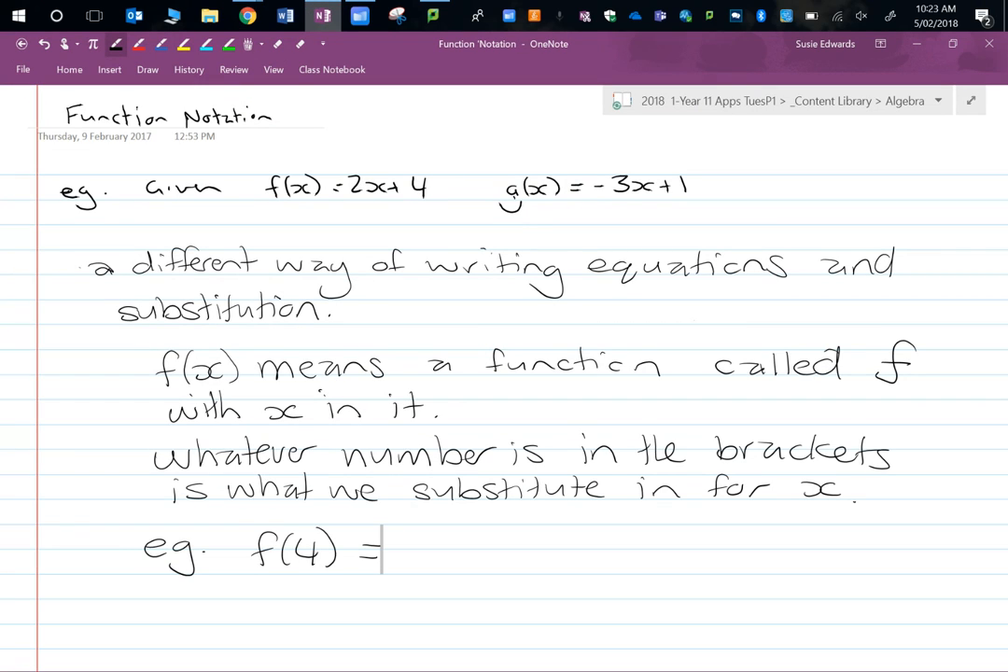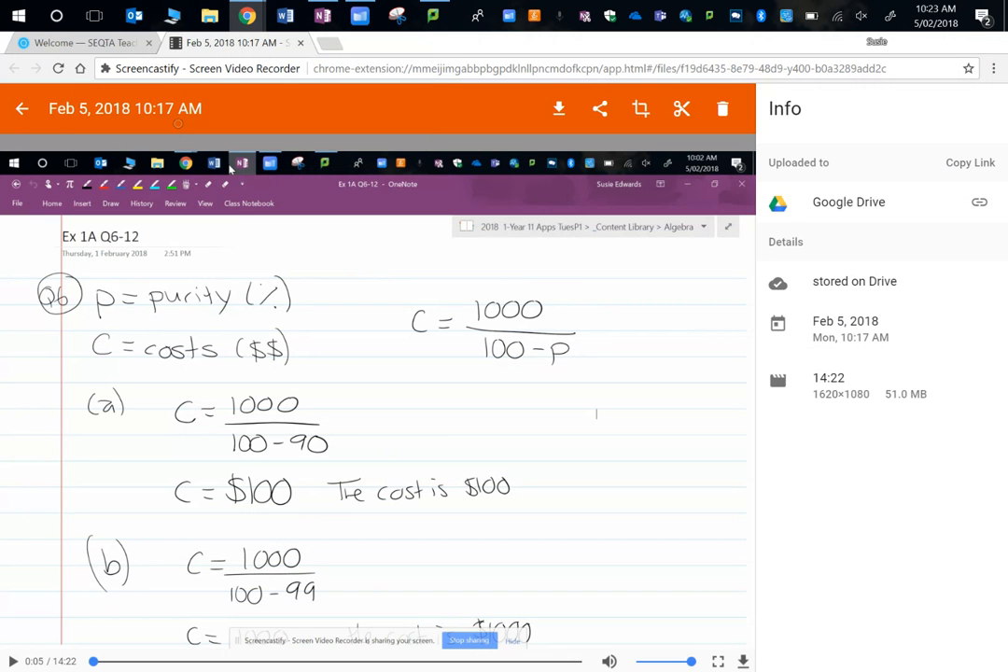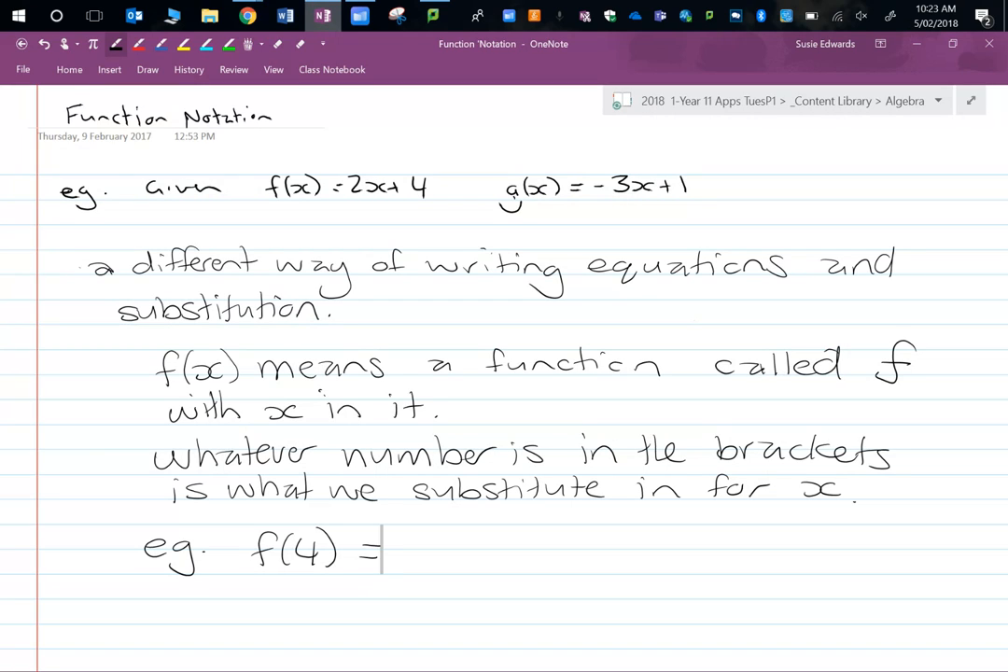All right, so actually I might just turn that other bit off. Otherwise it's running in the background, sorry.